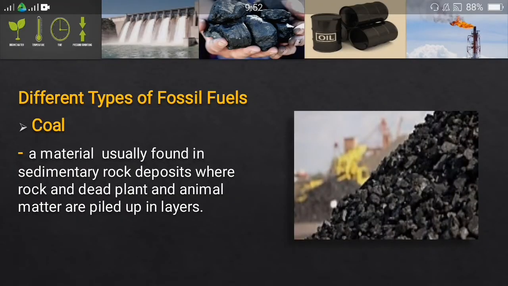Then we have major types of fossil fuels. We have coal, a material usually found in sedimentary rock deposits, where rock and dead plant and animal matter are piled up in layers. More than 50% of a piece of coal's weight must be from fossilized plants.